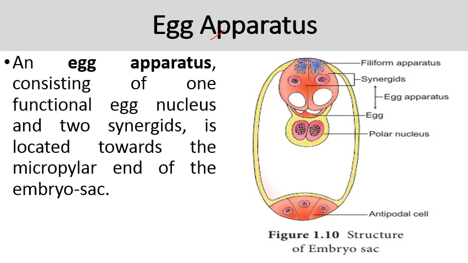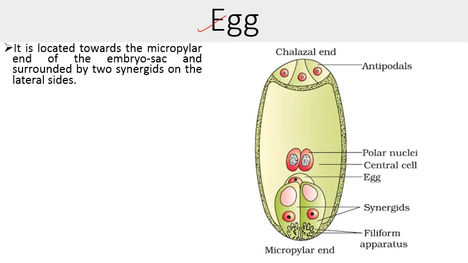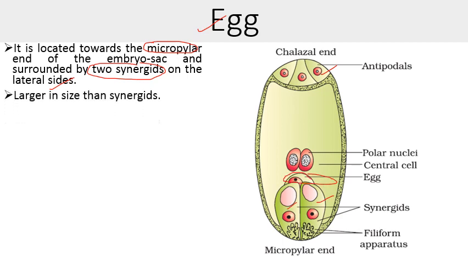Then the first comes egg apparatus. An egg apparatus consists of 1 functional egg nucleus and 2 synergids, and is located towards the micropylar end of the embryo sac. और जो egg है that is easily differentiable because this egg cell is larger in size as compared to the synergids. So firstly, egg. It is located towards the micropylar end of embryo sac and surrounded by 2 synergids on the lateral sides. और lateral side से दोनों तरफ से जो synergids हैं वो इसे surround करते हैं egg को.